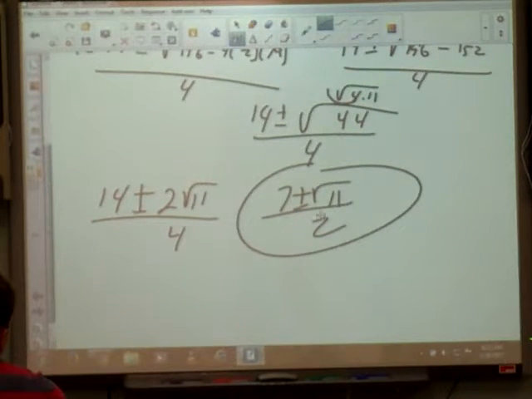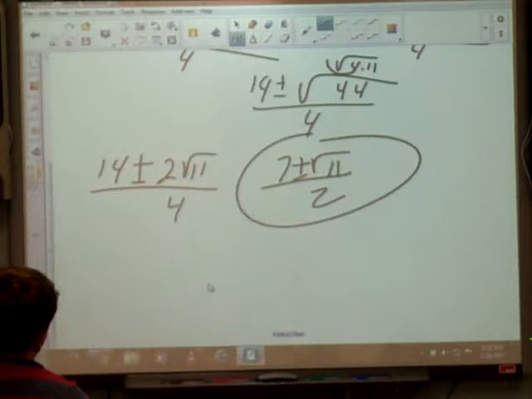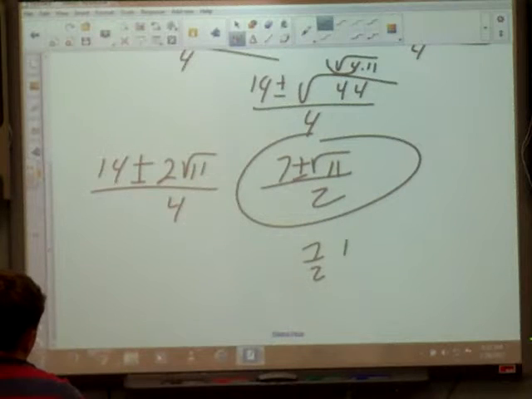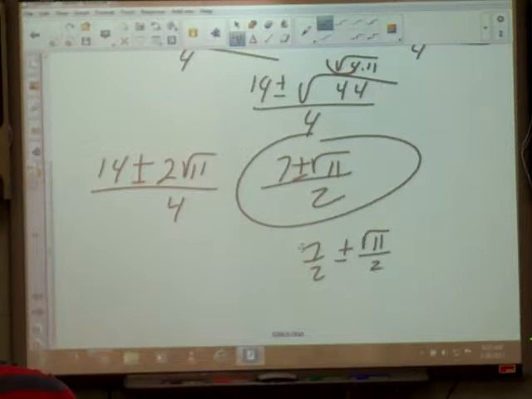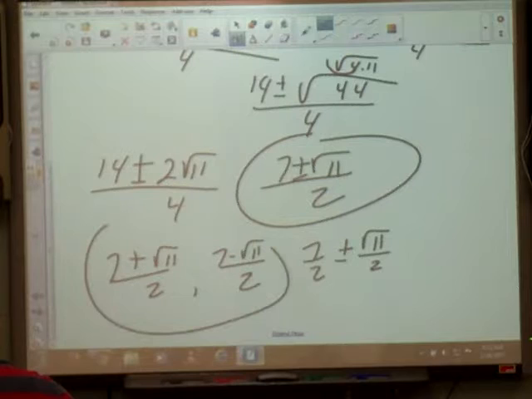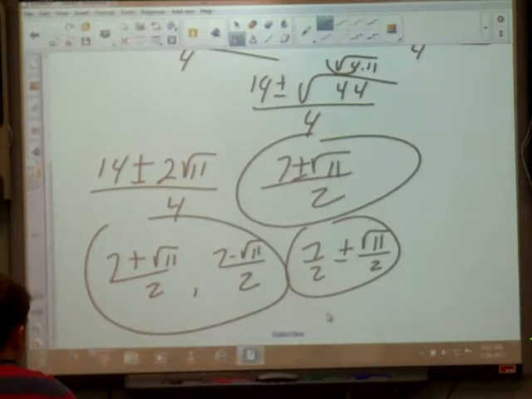Well, there are other answers that mean the same. You could put 7 over 2 plus or minus the square root of 11 over 2. You could write it with a plus sign and write it with a minus sign. All of these things here are the same, just different ways of writing it.